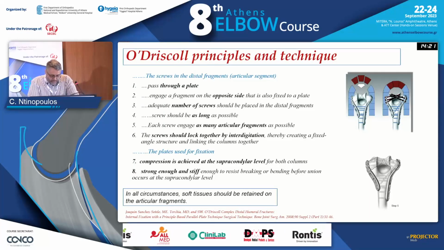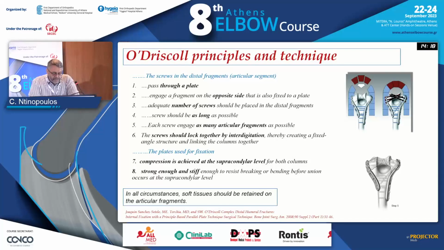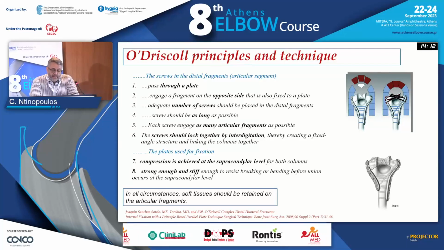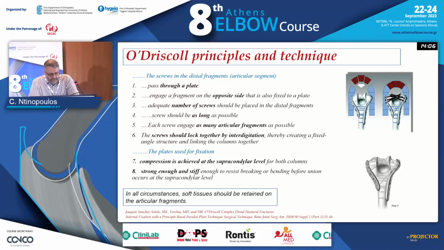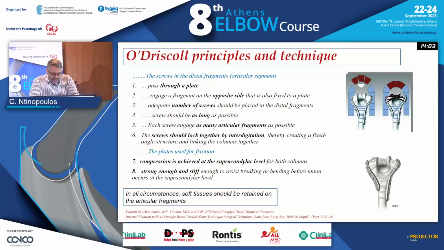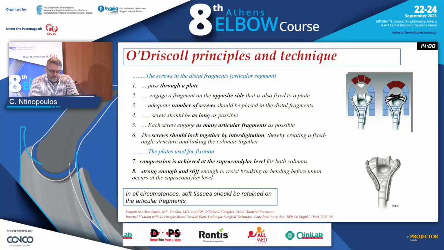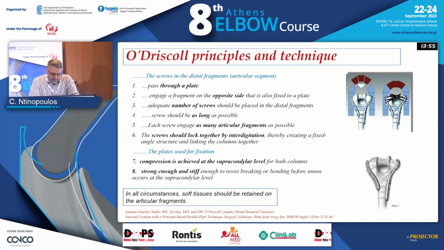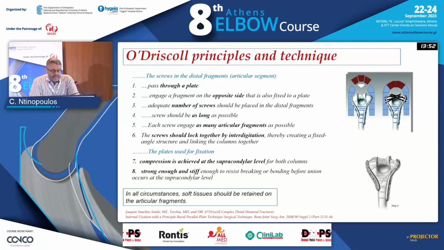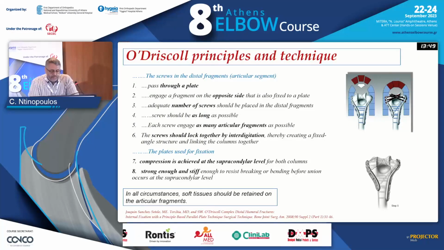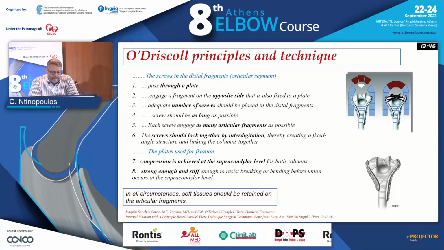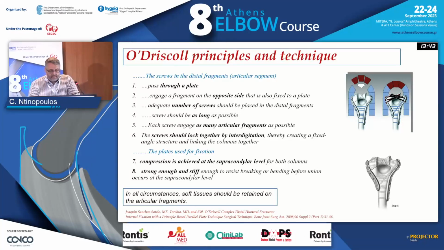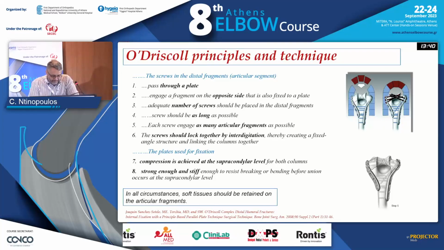O'Driscoll gave us, with a later work in 2007, principles to do that: eight principles for screws and plates. Every screw should pass through the plate. Every screw should engage the opposite side. The number of screws in both sides, articular and diaphyseal, should be adequate for the construction. Screws should be as long as possible. Each screw should engage as many articular fragments as possible, and screws should lock together by interdigitation at the tie arch, the keystone area.